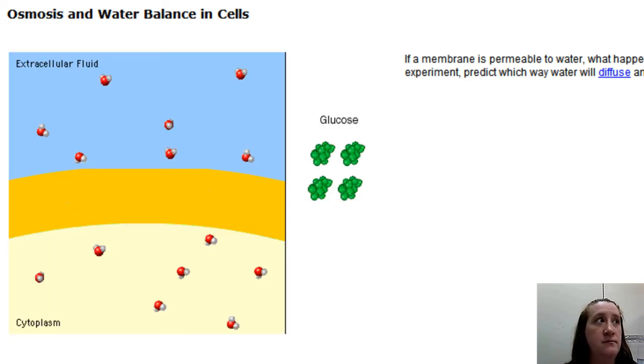If a membrane is permeable to water, what happens when a solute cannot pass through the membrane? Experiment by dragging glucose molecules inside the cell, outside the cell, or both. Try different concentrations of glucose on each side. Before you run each experiment, predict which way water will diffuse and what will happen to the cell.